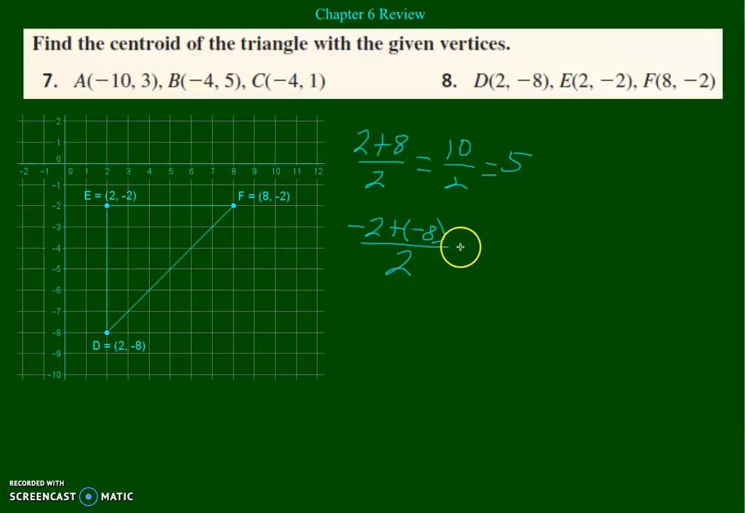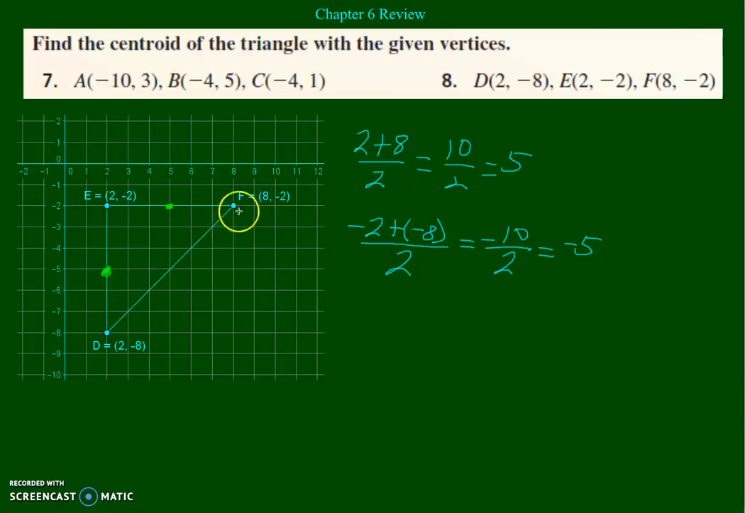-2 minus 8 is -10, divided by 2, which is -5. So let's go ahead and write in those points. And here we have 5. So this is going to be the midpoint here. And -5 is the midpoint here.